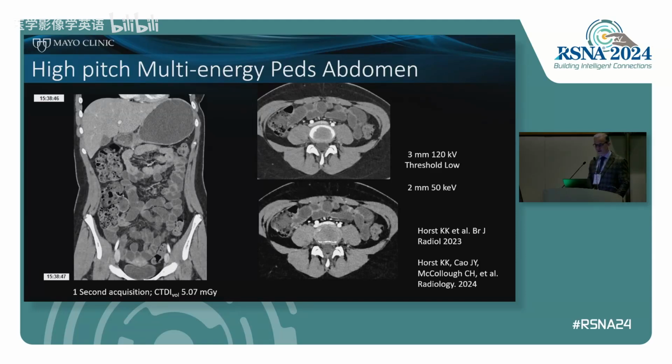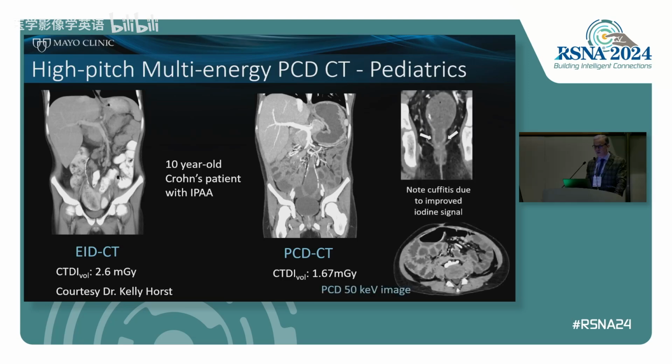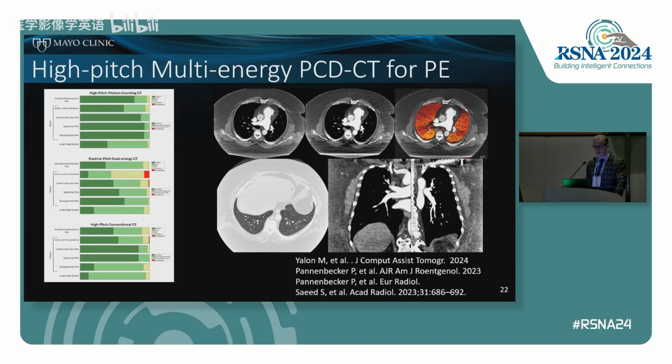And so you can see this is an enterography in a young patient. This is my favorite enterography, courtesy of Kelly Horst. You can see the improved contrast in the portal vein. You can even make out this rectal cuffitis and the anal sphincters. You can see that occurred with a substantial radiation dose.